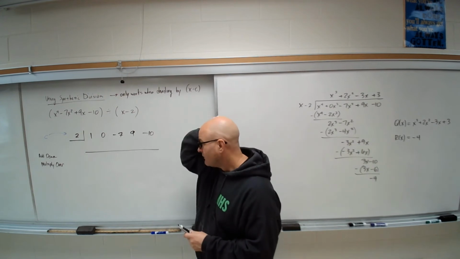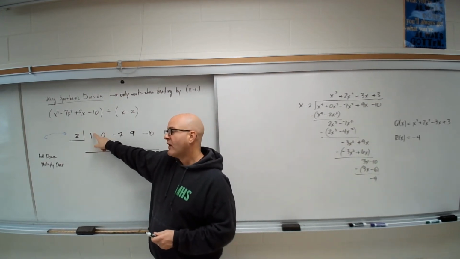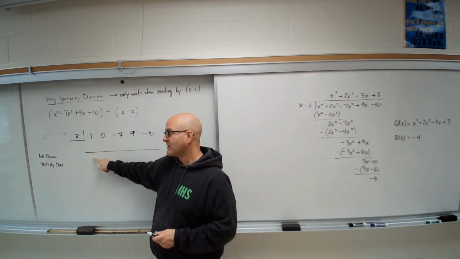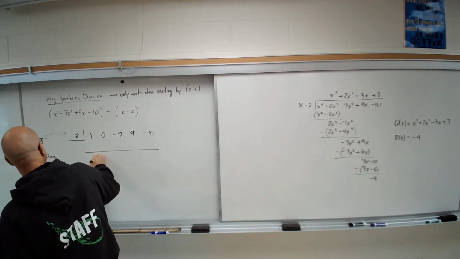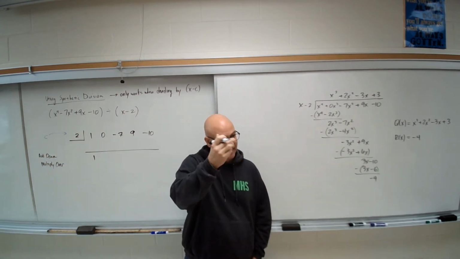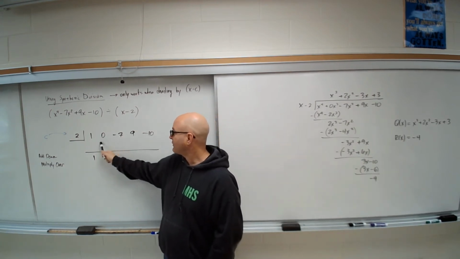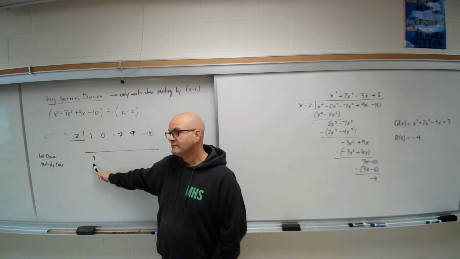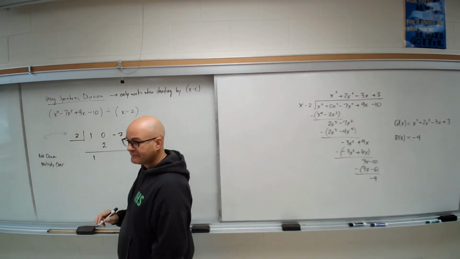So what we'll do, and a lot of people will show this with an arrow here, but to start off, this first coefficient just drops all the way underneath the bar. So it goes all the way down. Or you could think of it as you added it to 0 if you wanted to, or some people would, like I said, draw an arrow. It's fine. Now, to get the next number, which will go right here, we're going to do 2 times 1, which is 2. We're going to place it underneath the 0.